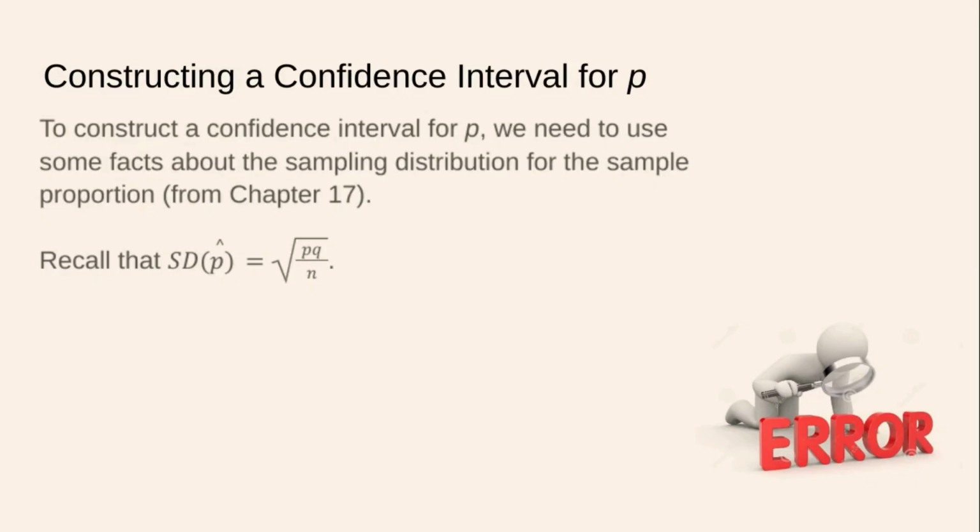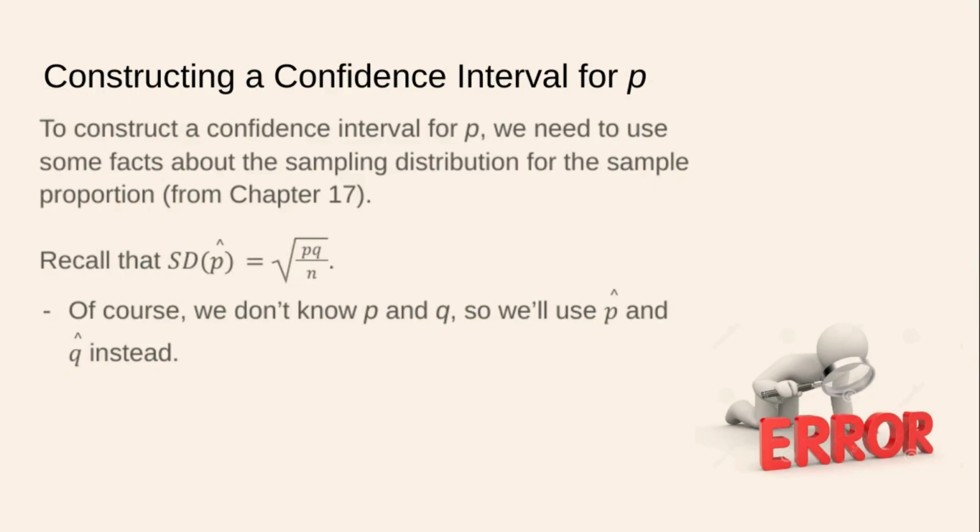Let's find out how to construct a confidence interval for the true population proportion, any one we would like. To construct a confidence interval for the true population proportion, we need to use some facts about the sampling distribution for a sample proportion. That is from Chapter 17, if you recall. Recall that the standard deviation for the sampling distribution of sample proportions, that's this p hat, is equal to the square root of p times q all over n. Of course, we don't know what p and q are. If we did, then we wouldn't need to answer this question at all.